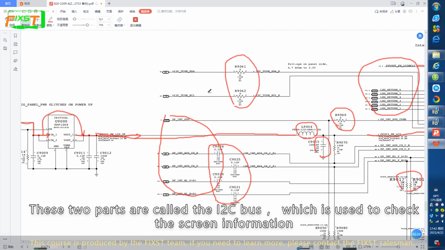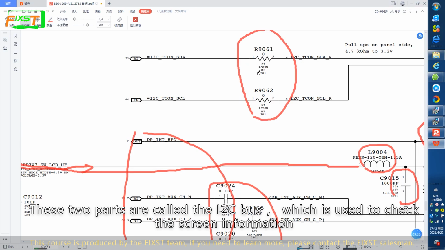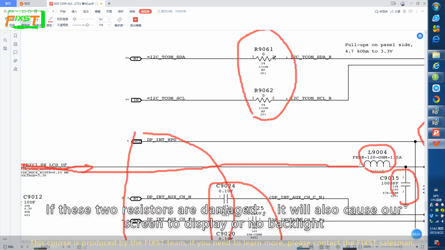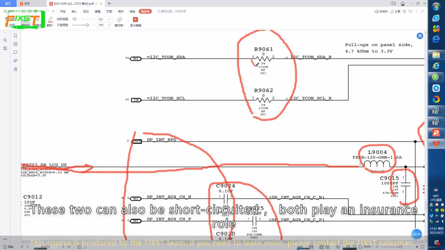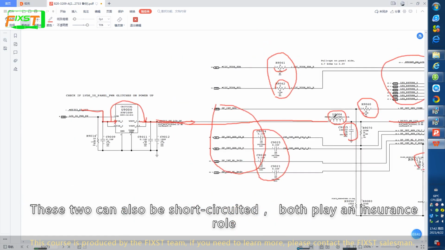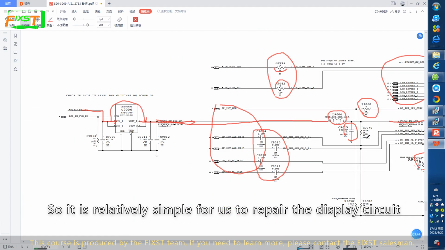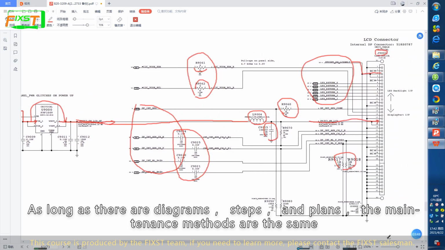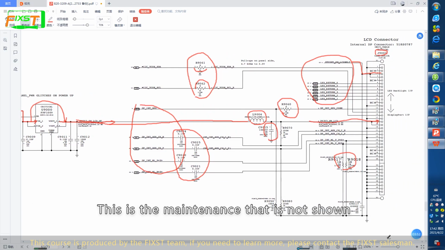These two parts are called I2C bus, which is used to check the screen information. If these two resistors are damaged, it will cause our screen to display no backlight. These two can also be short-circuited. Both play an insurance role. So it is relatively simple for us to repair the display circuit. As long as there are diagrams, steps, and plans, the maintenance methods are the same. This is the maintenance that is not shown.